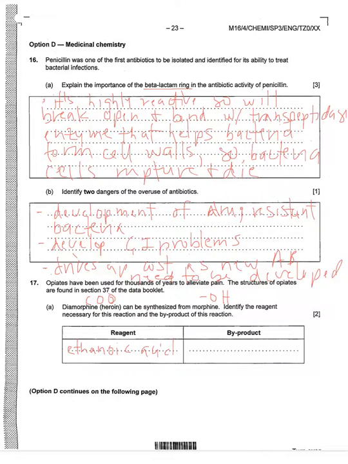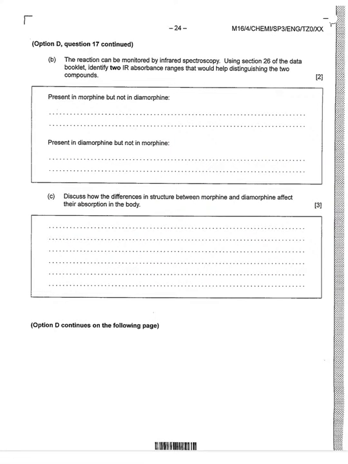And then the byproduct is the COOH and the OH are going to get together, and it's a condensation reaction because H2O is a byproduct. Part B, the reaction can be monitored by infrared spectroscopy, so identify two ranges that would help distinguish the two compounds. Well, the big thing in morphine is there's an OH group that's part of an alcohol.